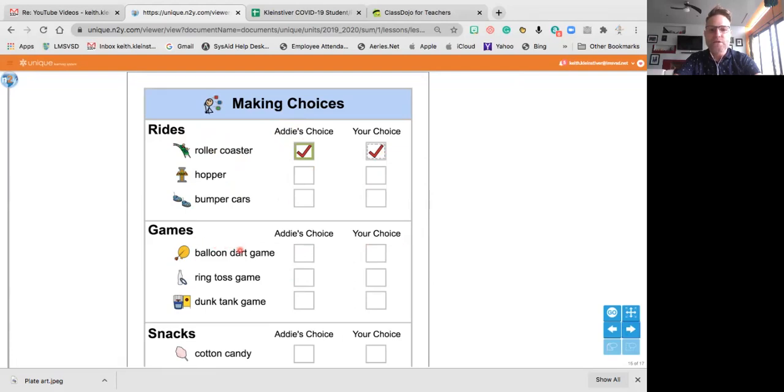Games. What choice did she choose? The balloon dart game, the ring toss game, or the dunk tank game? Do you remember? She chose this one.